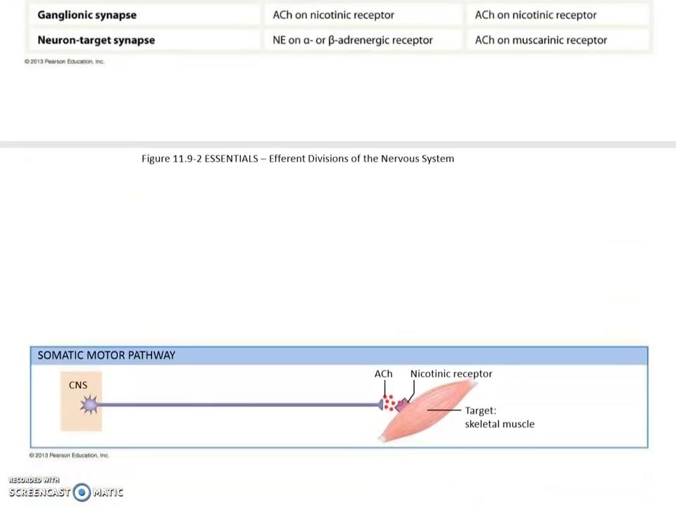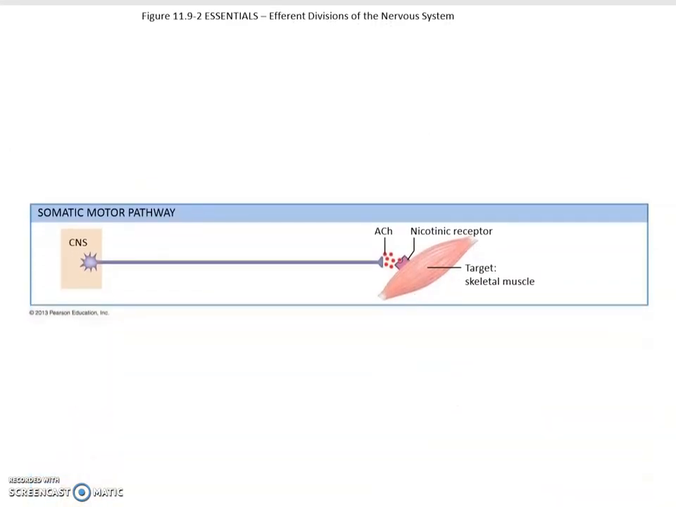And now we would be moving on to the somatic side. So that means now you are in control again. And on the efferent division, the somatic pathway, that will be those pathways that go to skeletal muscle, that of course is under your control, and that would be somatic motor pathways.